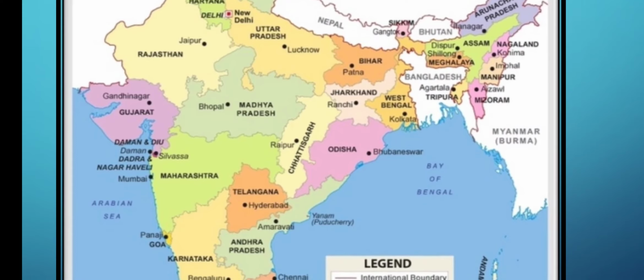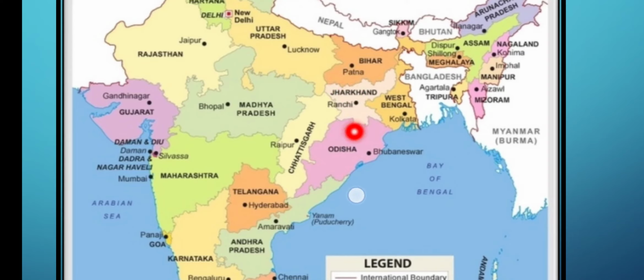Suppose you are asked to mark the capital of Madhya Pradesh. Then what will you do? You will mark Bhopal. With a dot you can mark the important city. As well as, if the question is asked what is the capital of Bihar, then you can write Patna. You will point it out and write it down.